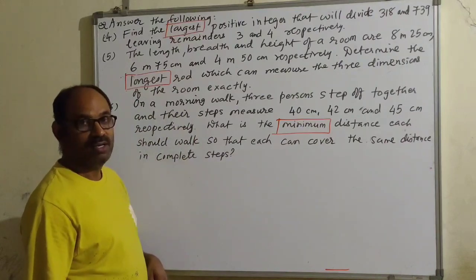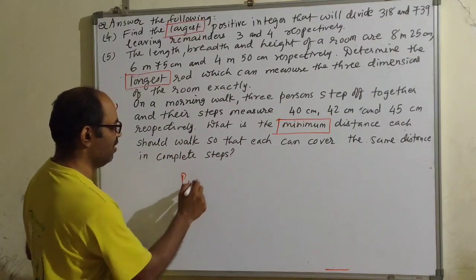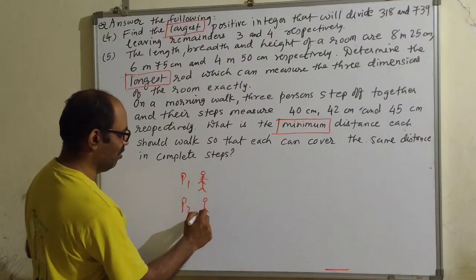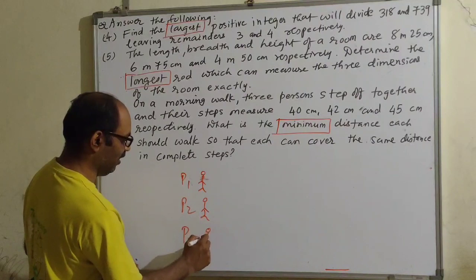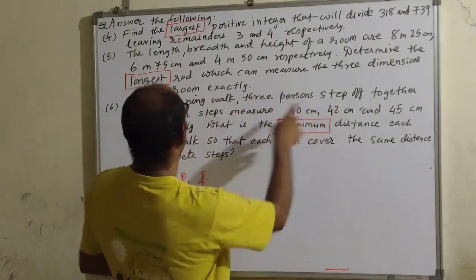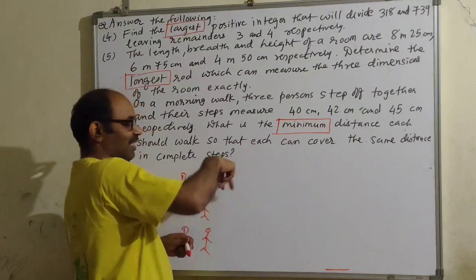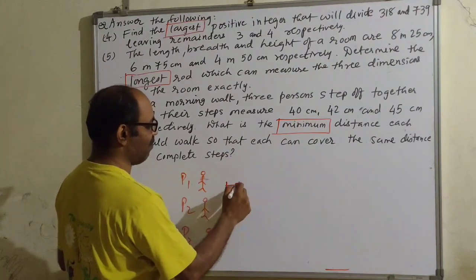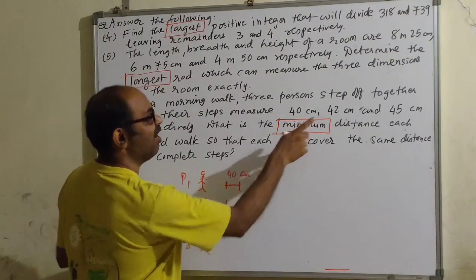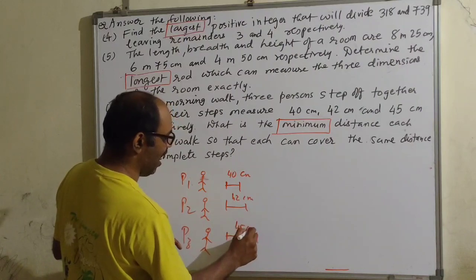On a morning walk, 3 persons step off together: person 1, person 2 and person 3. The 3 persons step up together, and their steps measure differently. See, like this, he will move. This step is 40 centimeter. The second one is a little bigger, 42 centimeter. And for the third person it is still bigger, 45 centimeter.